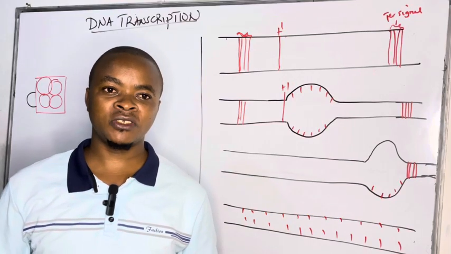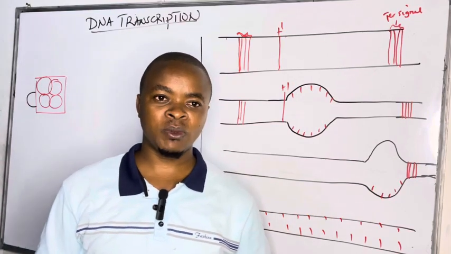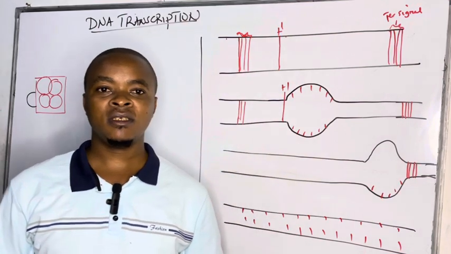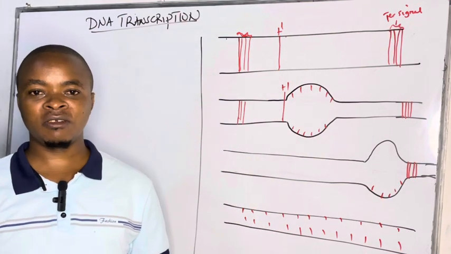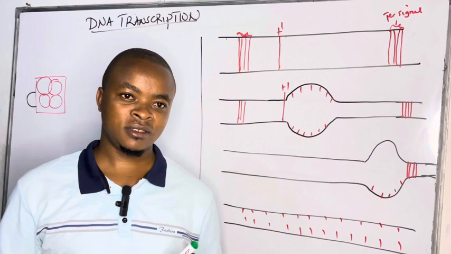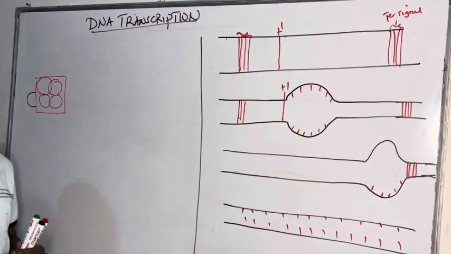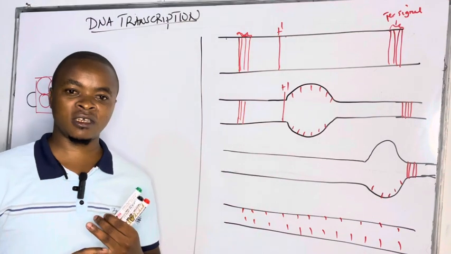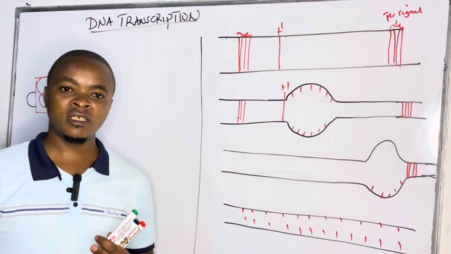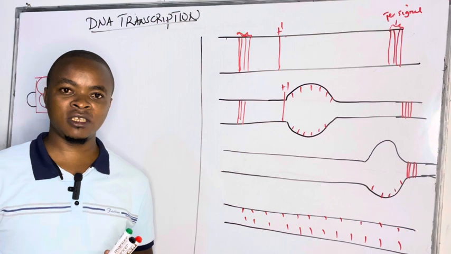Welcome to this session, and we want to discuss DNA transcription. In the previous video, we looked at DNA replication, and we saw that DNA replication happens in 3 steps: initiation, elongation, and termination.